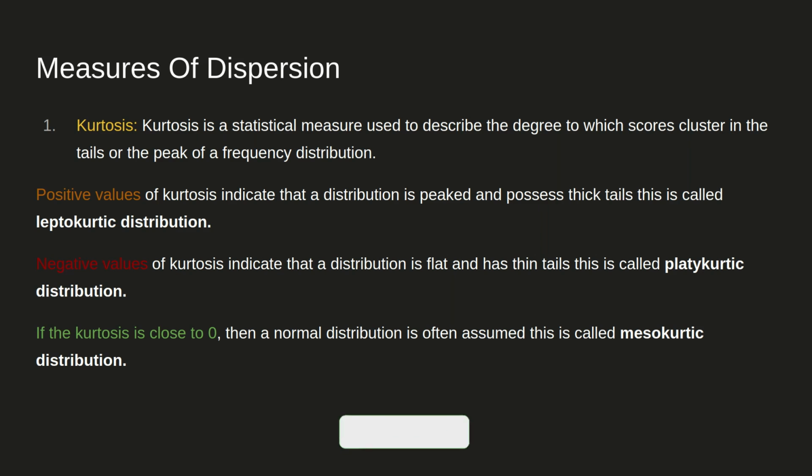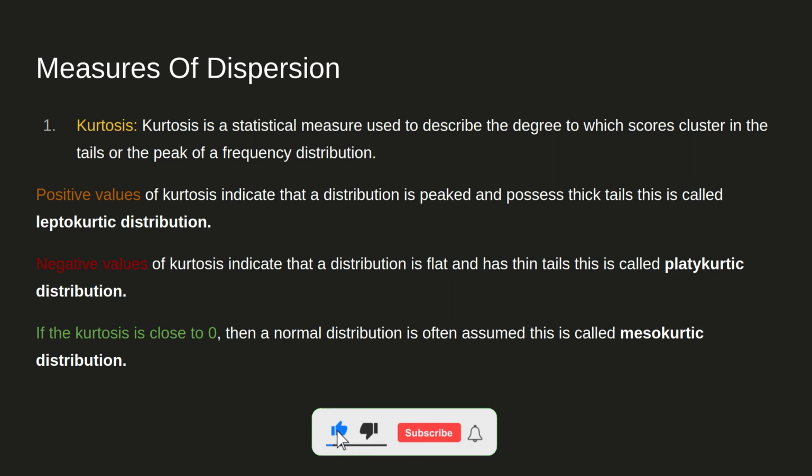And then we also have negative values of kurtosis, which indicate that a distribution is flat and has thin tails, that is called a platykurtic distribution. Again, sorry for my pronunciation of this, platykurtic distribution. Okay, I hope I got it right now. So let's move on. If the kurtosis is close to 0, then a normal distribution is often assumed, and it's called a mesokurtic distribution. When it is a negative value, it is called platykurtic distribution. If it's a positive value, it's called leptokurtic distribution. So that's basically it.